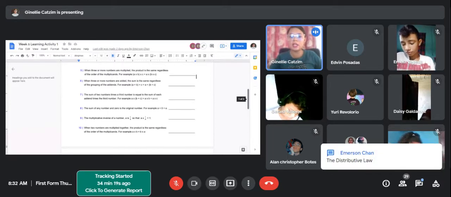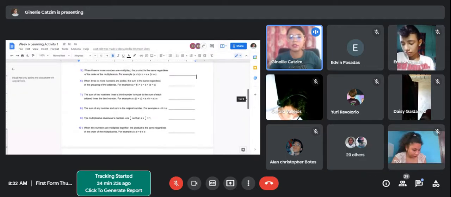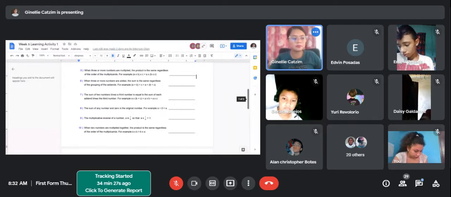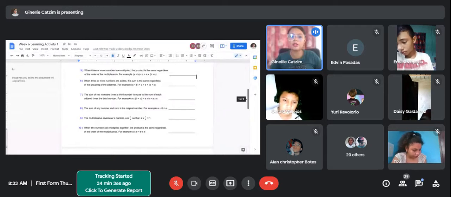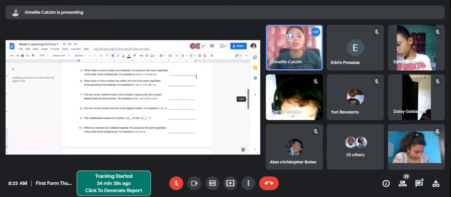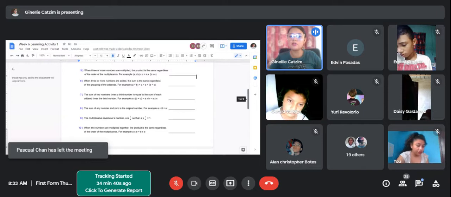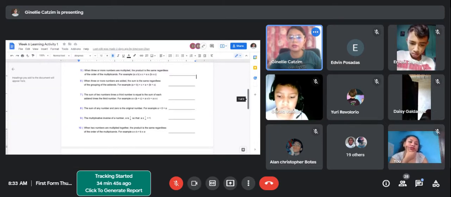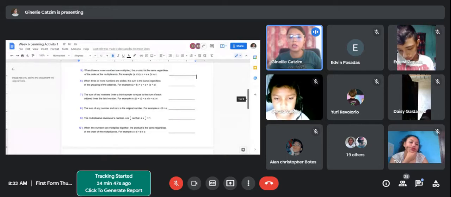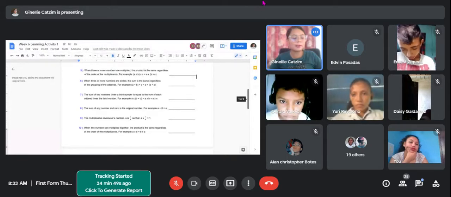Number 8, the sum of any number and 0 is the original number. For example, A plus 0 equals A. Identity for addition. The identity property for addition. Very good. Number 9, the multiplicative inverse of a number A is 1 over A, so that A times 1 over A equals 1.